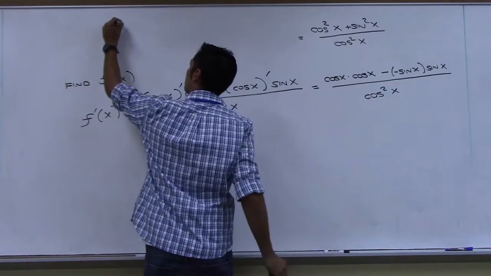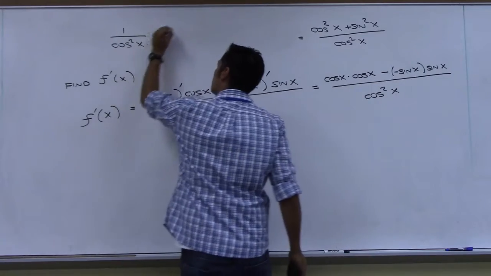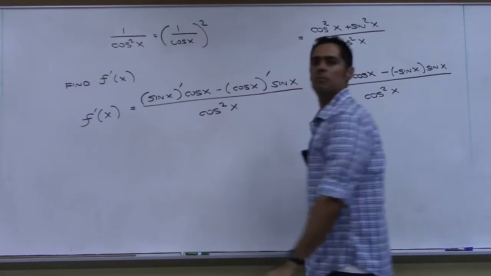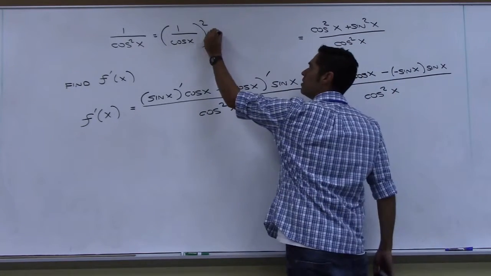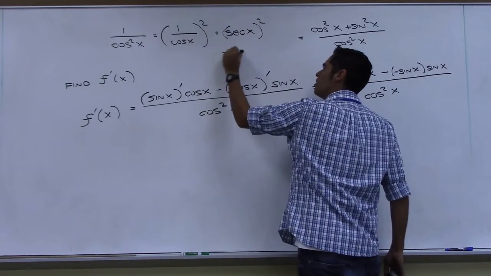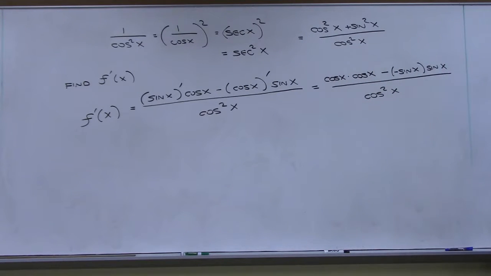1 over cosine squared x. But that's the same as 1 over cosine x, squared, isn't it? And 1 over cosine is secant, which is secant squared x. So the derivative of tangent x is secant squared x, and you can show it using the quotient rule. I couldn't show you that until we had the quotient rule.